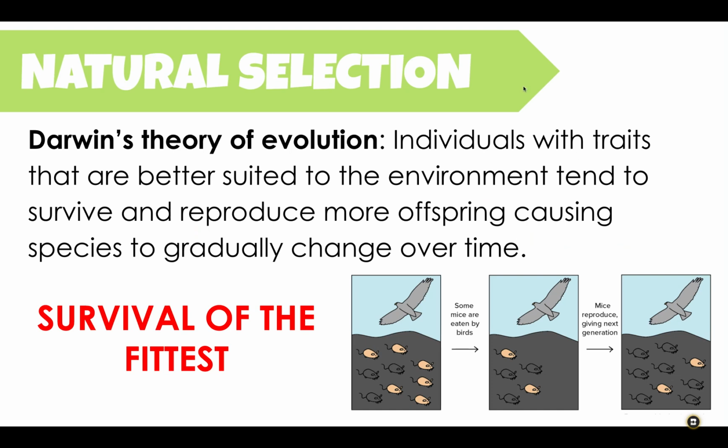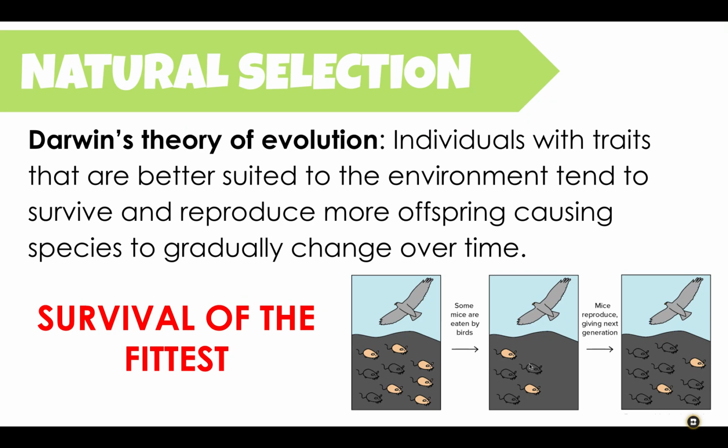So for example, if we have an environment that is mostly dark colored, so we have this dark rock surface, and we have mice that have different versions of the trait for fur color, there are some mice with dark fur and mice with light fur. In this environment, the dark mice are better suited because they can blend in and camouflage with that environment. And the predator, in this case the hawk, is more likely to eat the mice that are light colored. So it's an advantage to be dark, a disadvantage to be light.